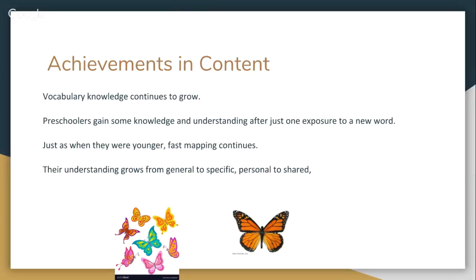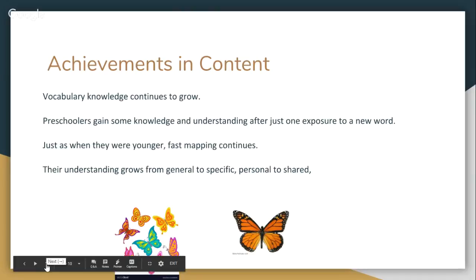Most of the time, their understanding grows from things that are very general to something much more specific or personal. So while the picture on the left, they'll all say butterflies, maybe as they get a little bit older they start to understand, well, no, this one is a monarch butterfly, and that is distinctly different than just all the others.